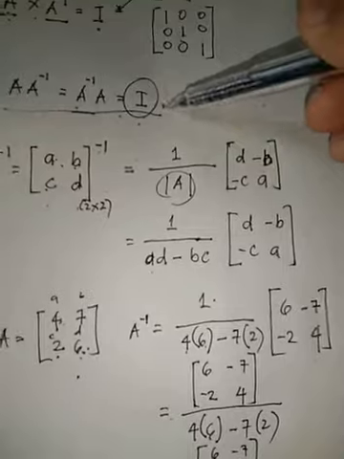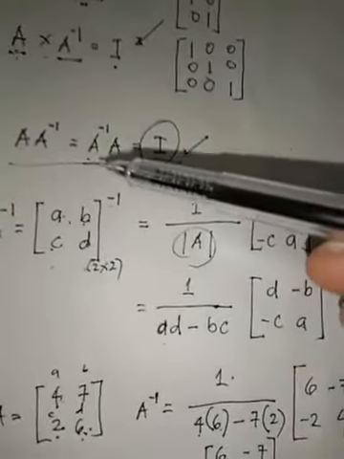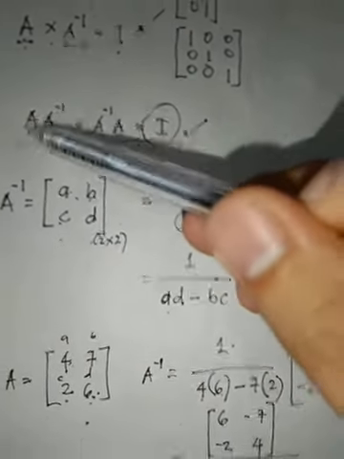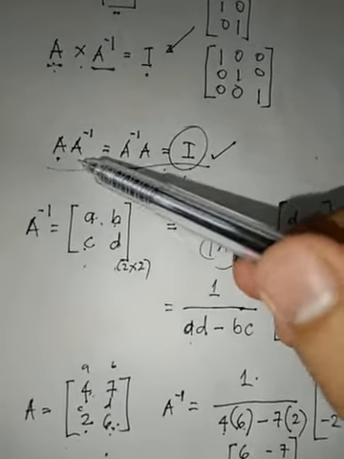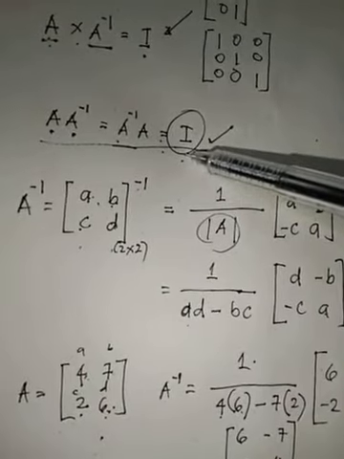dito. Okay. So, for us to be sure na ito tama yung ating inverse matrix, let's prove that the matrix A multiplied by the inverse of A is equal to the identity matrix. Okay? Sige. So, let's prove ha. A, then A raised to negative 1, then identity matrix.